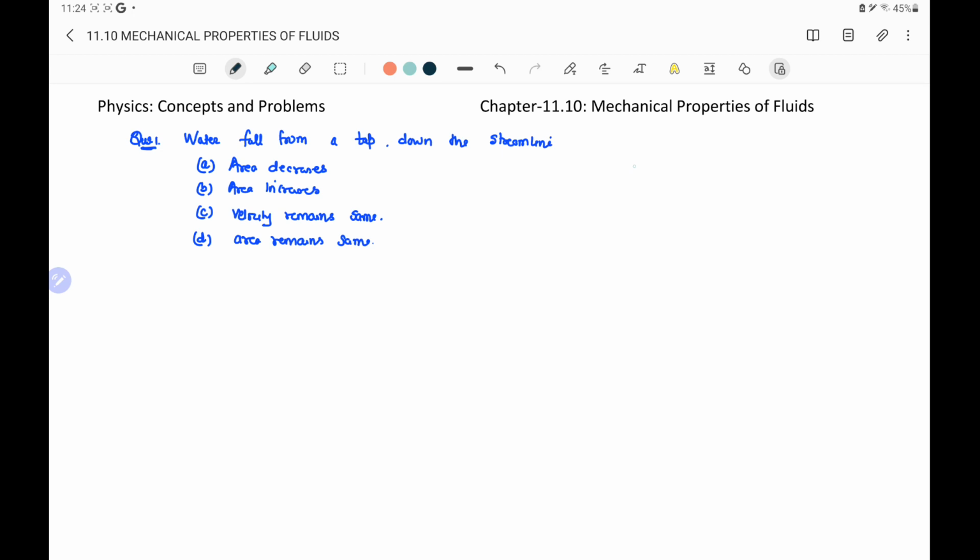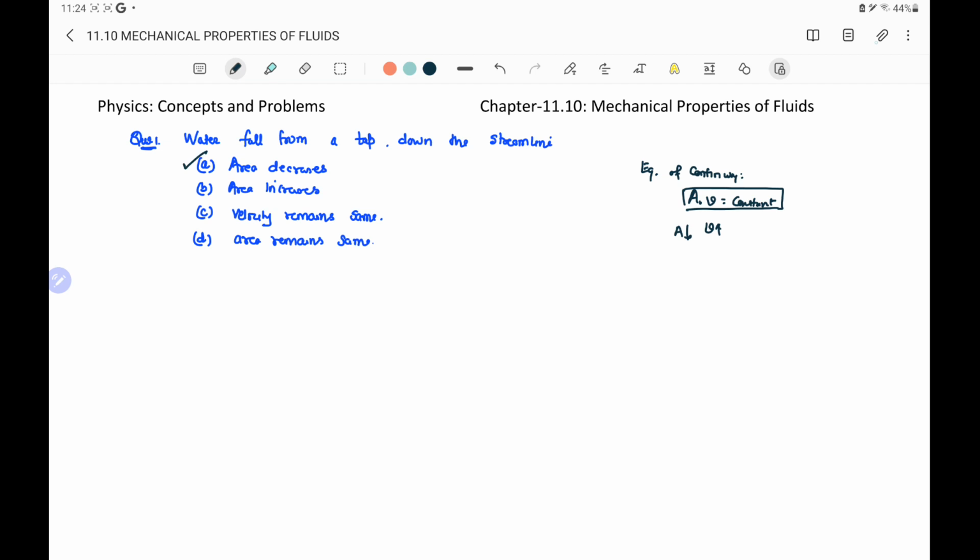Therefore, using the equation of continuity, which says that area of cross section into velocity remains constant for incompressible fluids, as the water from the tap comes down, its velocity increases. So if velocity increases, then area of cross section will decrease. Hence, option A is the correct option.